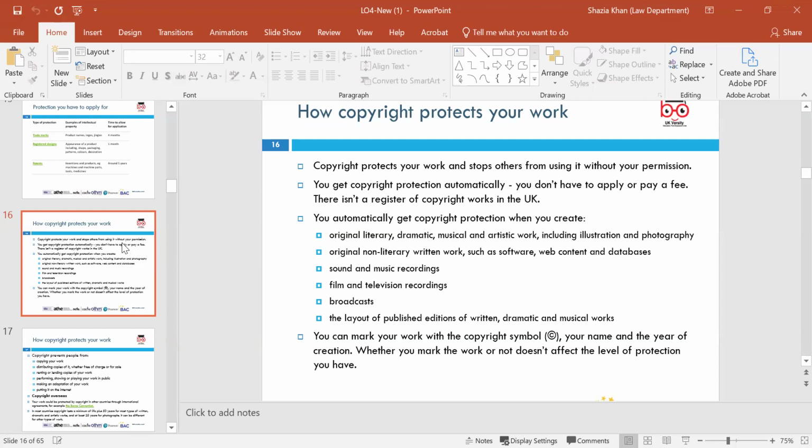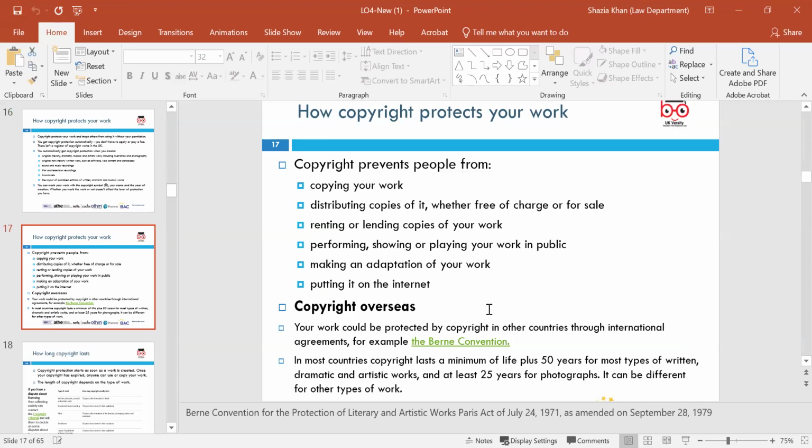So, like I said, it protects your stuff automatically. Protection when you create any sort of literary work, any sort of non-literary work, written work, sound, music recordings, films, broadcasting, and you can mark it with that symbol, the C, which says copyright on it. So the Berne Convention for the Protection of Literary and Artistic Work, as amended on the 28th of September 1979.